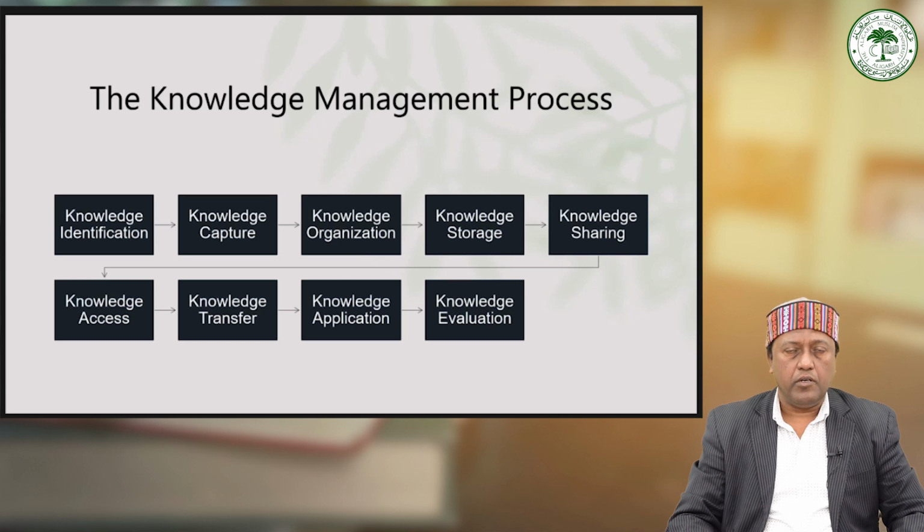And the last in this process is knowledge evaluation. Finally, knowledge management involves evaluating the effectiveness and impact of knowledge management initiatives. This may involve measuring key performance indicators, that is KPIs, such as knowledge reuse, employee satisfaction, innovation rates, and organizational performance to assess the success of knowledge management efforts and identify areas for improvement.